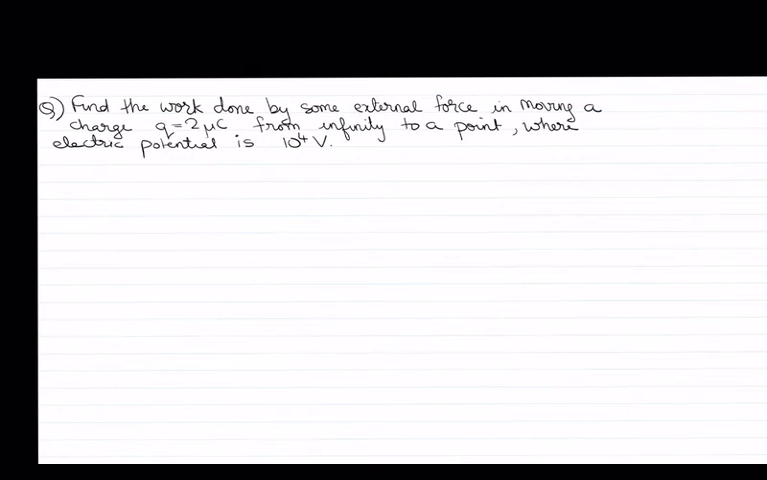Let us come to one more question. They are saying that find the work done by some external force in moving a charge Q is equal to 2 microcoulomb from infinity to the point where the electric potential is 10 to the power 4 volts. So we can see that there is a point P where the potential is 10 to the power 4 volts and there is a charge 2 microcoulomb which we have to bring from infinity to the point P.